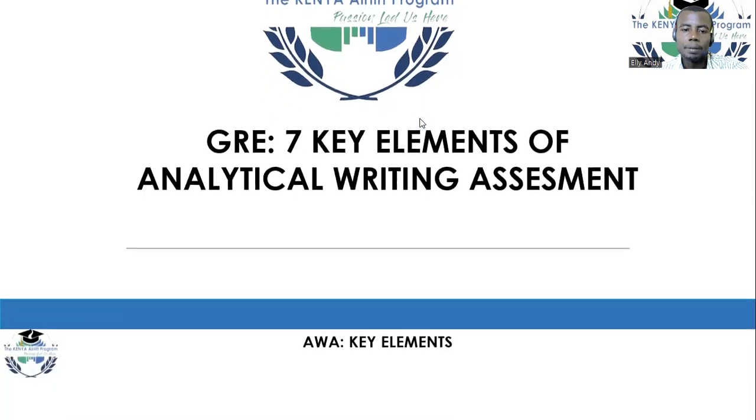So let's begin. We'll start with this first one, this element of cognizability. This one basically means the ability to be clear and easy to understand. So your writing should be clear and it should be easy to understand.